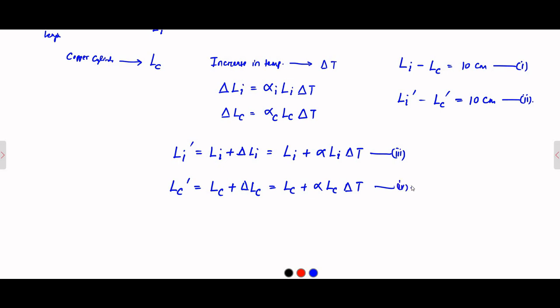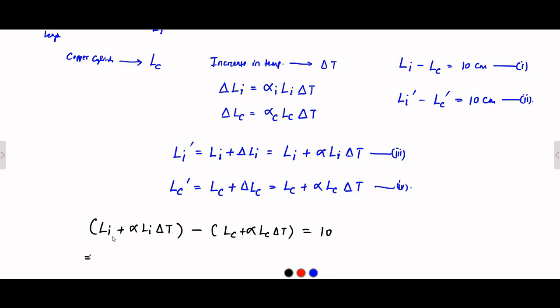So if we put equation 3 and 4 in equation 2, it means we have, let me use a different ink, Li plus alpha Li delta T minus Lc plus alpha Lc delta T, that is equal to 10 centimeters. So let's just keep it 10.